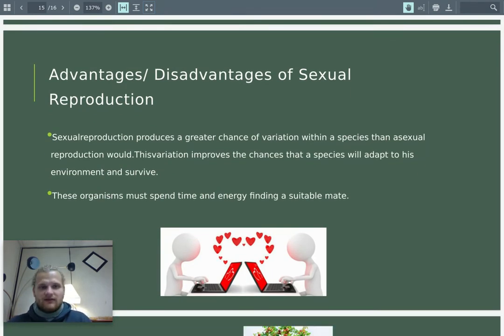Advantages of sexual reproduction. Sexual reproduction allows you to have a greater chance of variation. Having variation and being diverse, like humans, everyone has certain strengths, everyone has certain weaknesses. And so people or other organisms are able to use different strengths to survive in different environments.